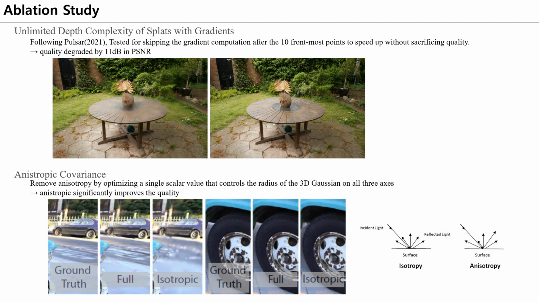Fourth, Gaussian covariance is optimized differently for the three axes X, Y, and Z. So it corresponds to anisotropic covariance. By making the three axes have the same value, the anisotropic property was removed and became isotropic. And the paper mentioned that it leads to a significant decline in quality.